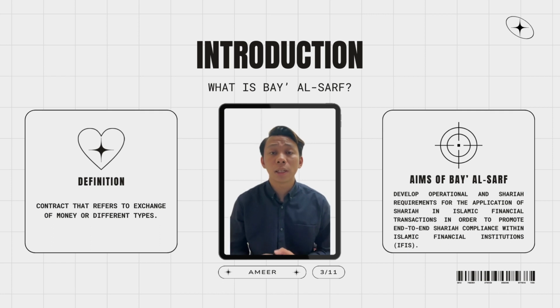Next, Bai Asaf aims to promote an end-to-end Sharia compliance with the Islamic financial institution by specifying Sharia and operational requirements in relation to its application in Islamic financial transactions. And in Islamic finance, Bai Asaf is designed to comply with some principles. The key feature of it is that it seeks to avoid elements such as gharar, which is uncertainty, and maisir, which are prohibited in Islamic finance.